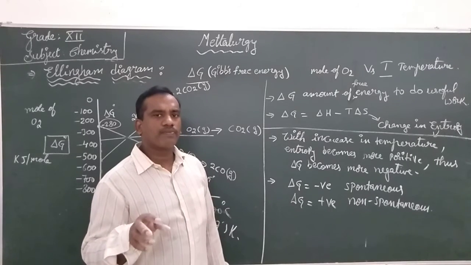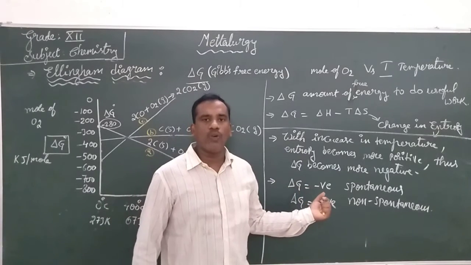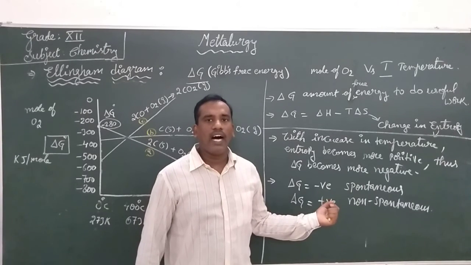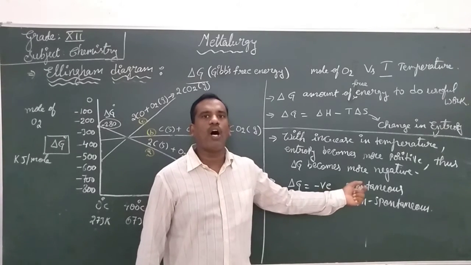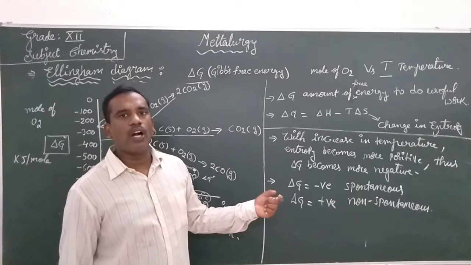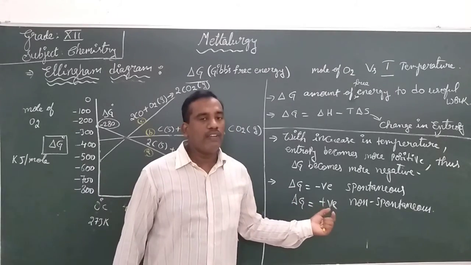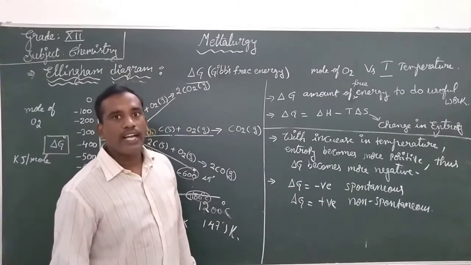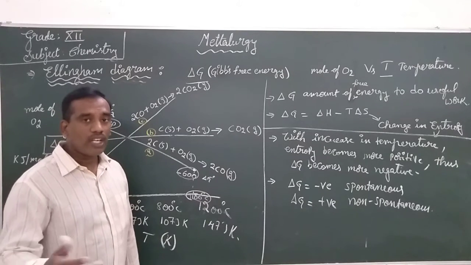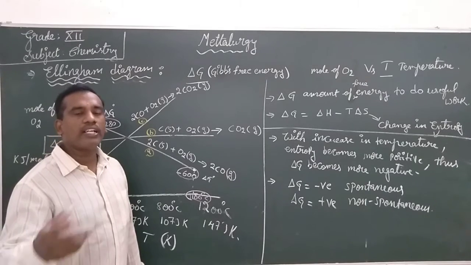Do you remember in your first year thermodynamics, delta G values, whatever they have as negative, they are considered as a spontaneous reaction. And delta G, if the value is positive, it is a non-spontaneous reaction. Reaction may not happen.